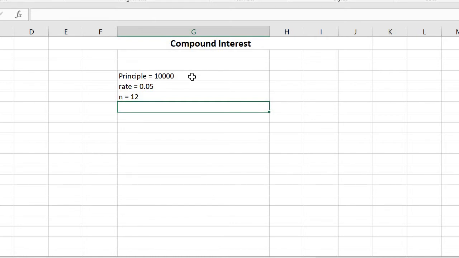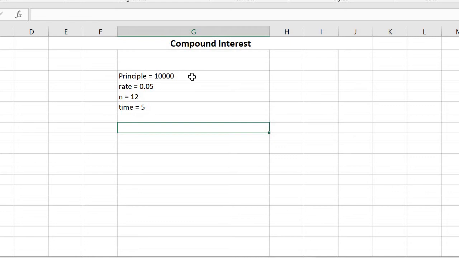After n, we will be calculating the time. Assume we have taken the time as 5 years. So in general, the formula for calculating the compound interest, that is, if we have to calculate the amount, is: amount is equal to principal into 1 plus rate divided by n, raised to power n into time. So this is raised to power n into time. This is the formula for calculating the compound interest.